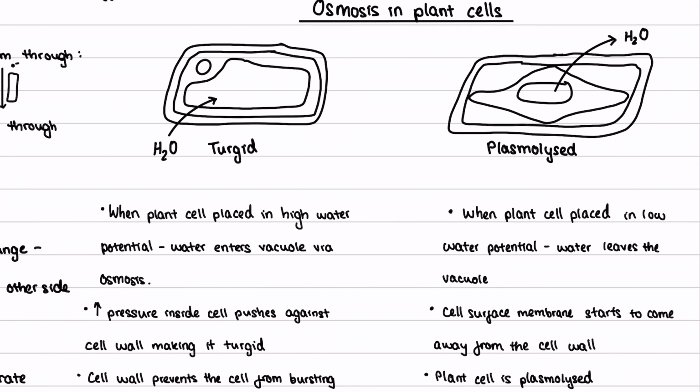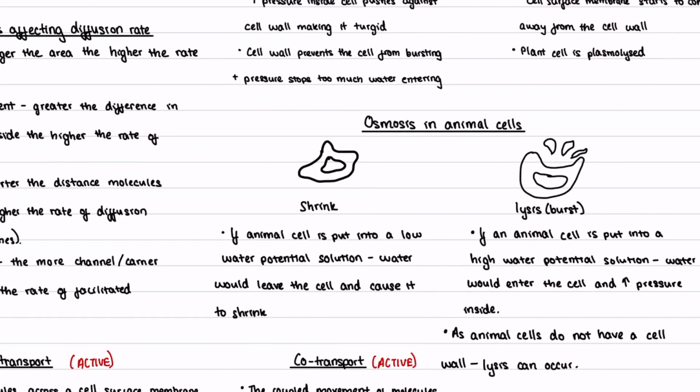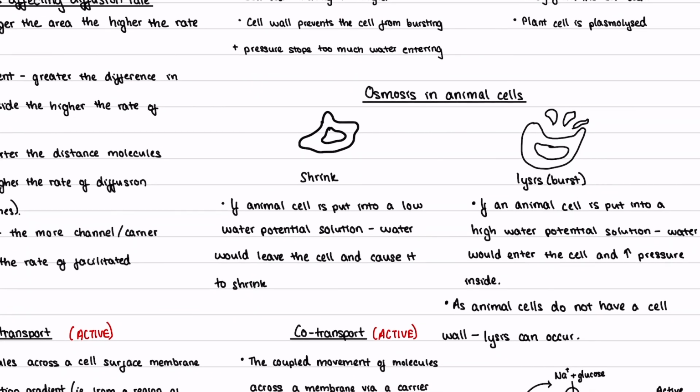Whereas if the plant cell is placed in a lower water potential solution, water will leave the vacuole via osmosis. The cell surface membrane will start to come away from the cell wall, and the plant is described as becoming plasmolysed. Whereas animal cells do not have a cell wall, so things are a bit different.